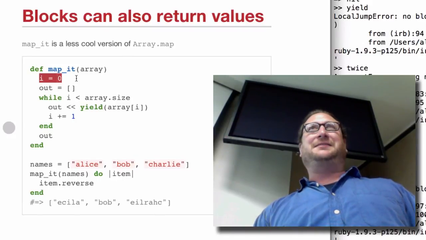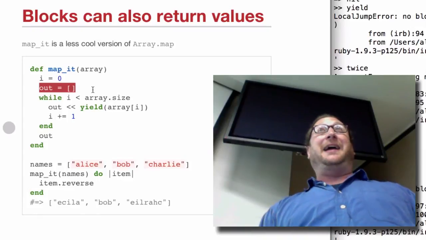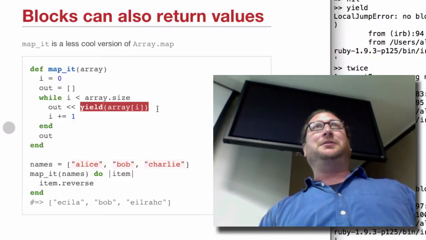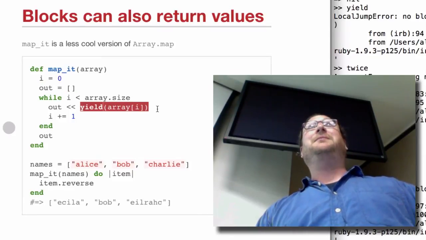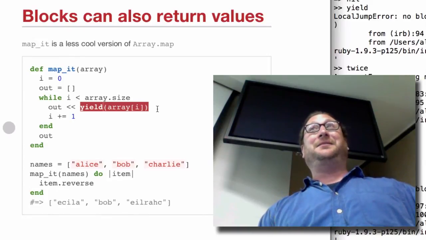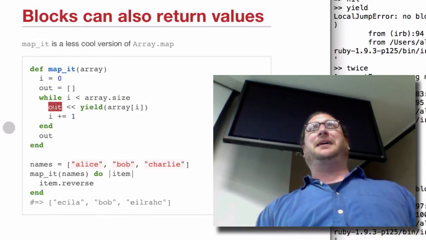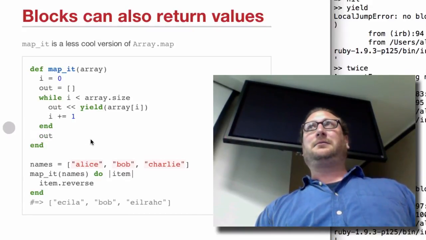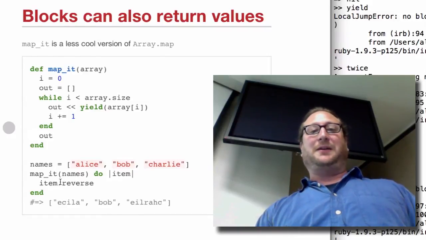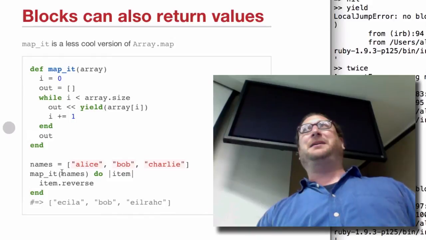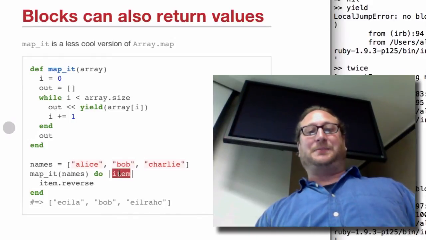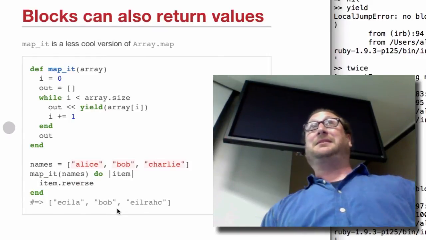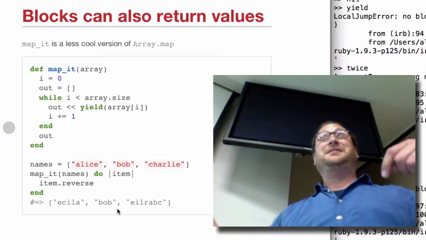I initialize the index, and I make an array that starts out empty. And then for each item inside of it, I'm going to yield that item. Right? For each item inside the original array, I yield that item. And then I take the return value and append it to the output array. And then at the end, I return the output array. So in here, this works just like the regular map, except instead of names.map, it's map(names). This block accepts an item and reverses it and returns it. So this works just like array.map, except it's map of array. Questions on this?